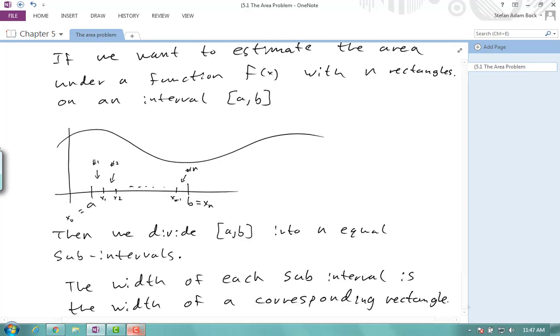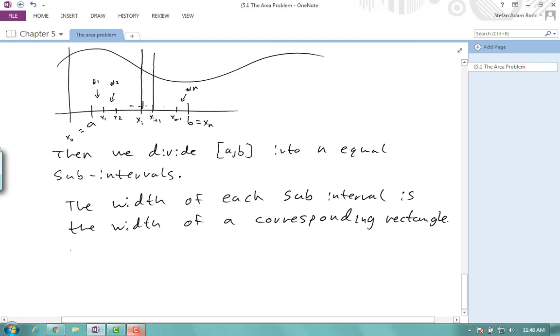So let me go back up to the picture here. I'll have an x sub i, for example, and an x sub i plus 1. And there's going to be a rectangle here going somewhere. How high does my rectangle go is the next question. So each width will be (b minus a) divided by n, because I divided b minus a into n equal parts. And we'll call this delta x, or triangle x.